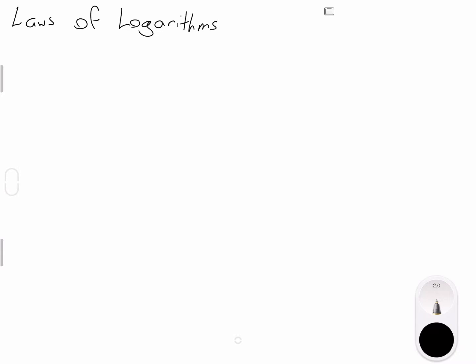So if I have log in base A of m plus log in base A of n, what this is actually equal to is the log in base A of m times n, provided that m and n are greater than 0. They can't be equal to 0, but they've got to be greater than 0. So that's rule 1.